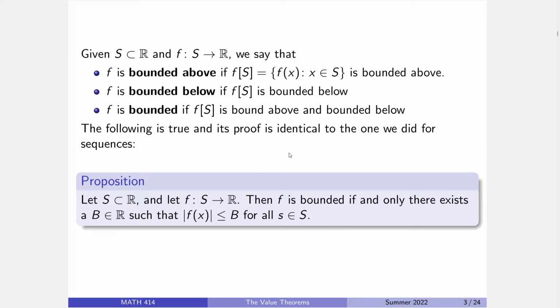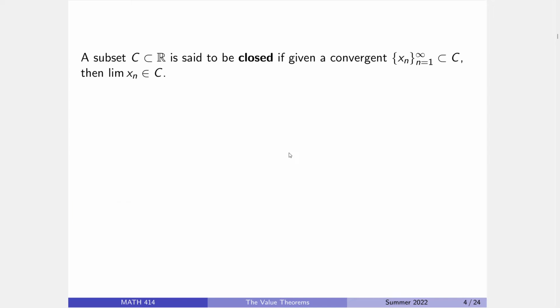So there we go. Let's now introduce something that is not in our textbook, but that, if you look in other real analysis books, they'll talk about. It's a really neat property, which is the following. A subset of the real line is said to be closed if, given any convergent sequence contained within the closed set, the limit does not escape the set.